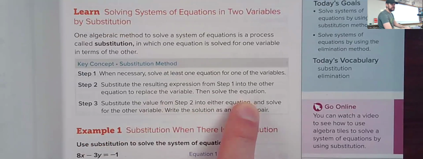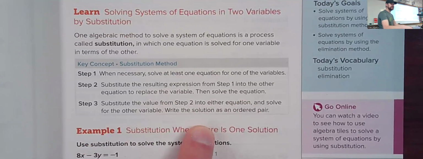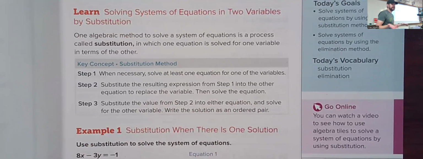Once you have that variable solved for, you're then going to substitute that value into either equation and solve for the other variable. And then you write your answers as an ordered pair, because we're still trying to figure out where 2 lines cross on a graph. So we're looking for a point of intersection. So let's talk about this here.